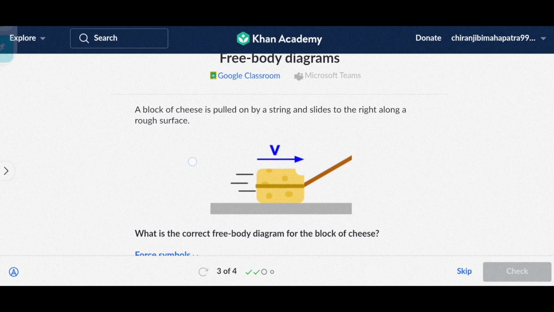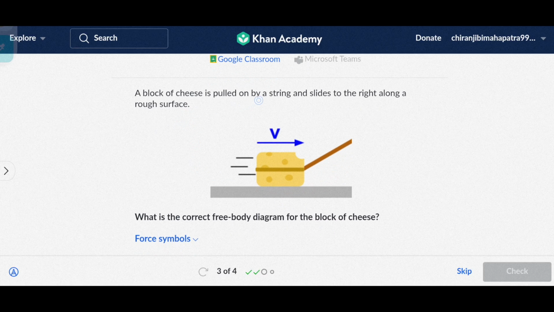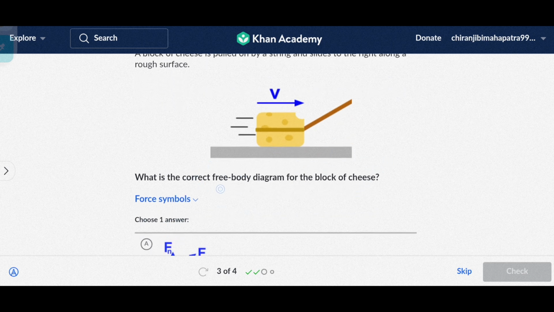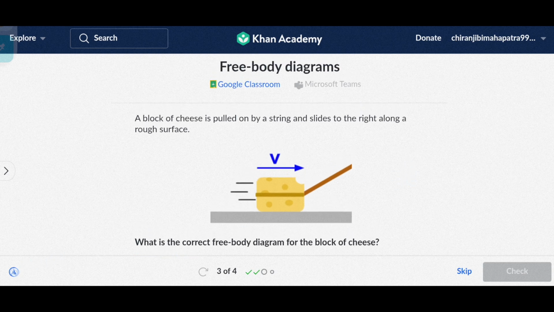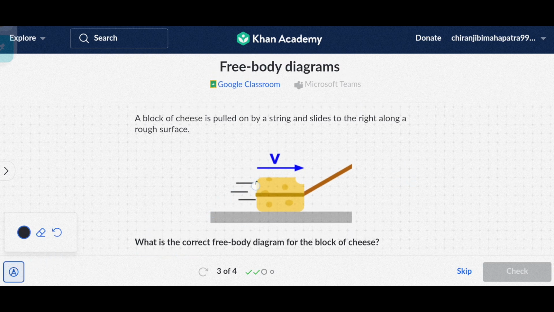Now next question. A block of cheese is pulled on by a string and slides to the right along a rough surface. So this is a rough surface, so friction will be there. What is the correct free body diagram for the block of cheese? What is the block of cheese doing? First thing, we outline the object's boundary.